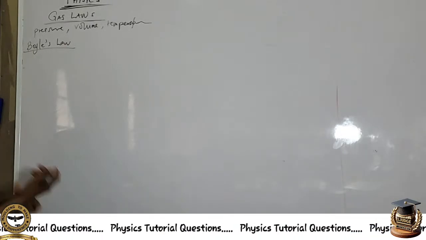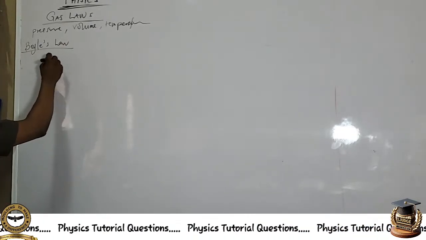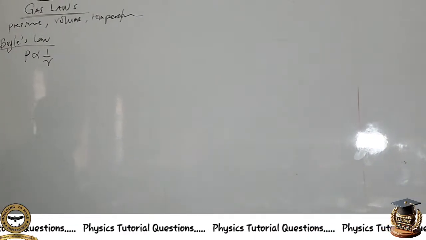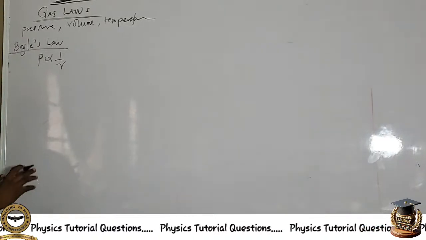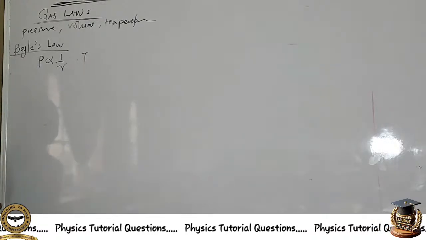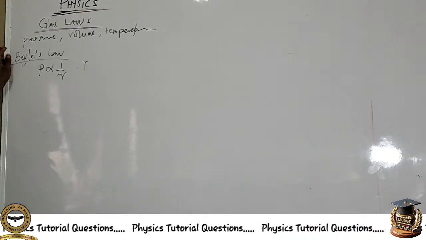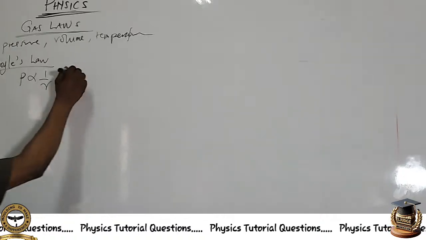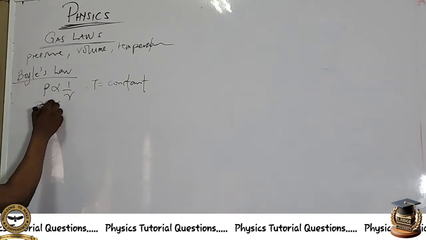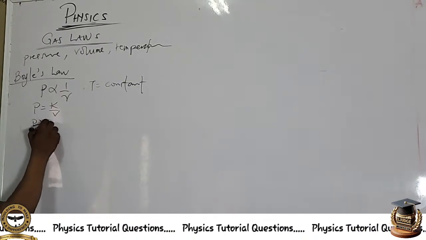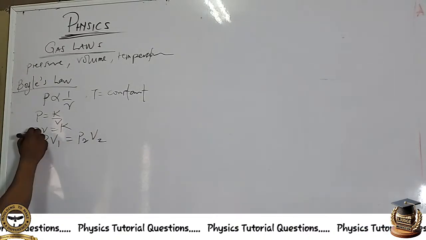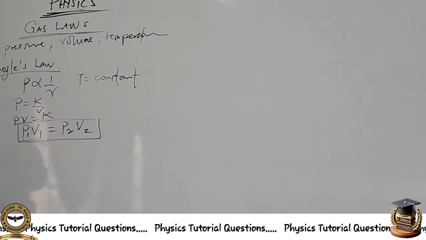which states that the pressure is inversely proportional to the volume, or volume is inversely proportional to the pressure, provided the temperature and number of moles of the gas remain constant. So that means T is kept constant. T is equal to a constant. In this case we are going to have P equals K over V, where you have PV equals K, which results in P1V1 equals P2V2. This is the equation for Boyle's law.